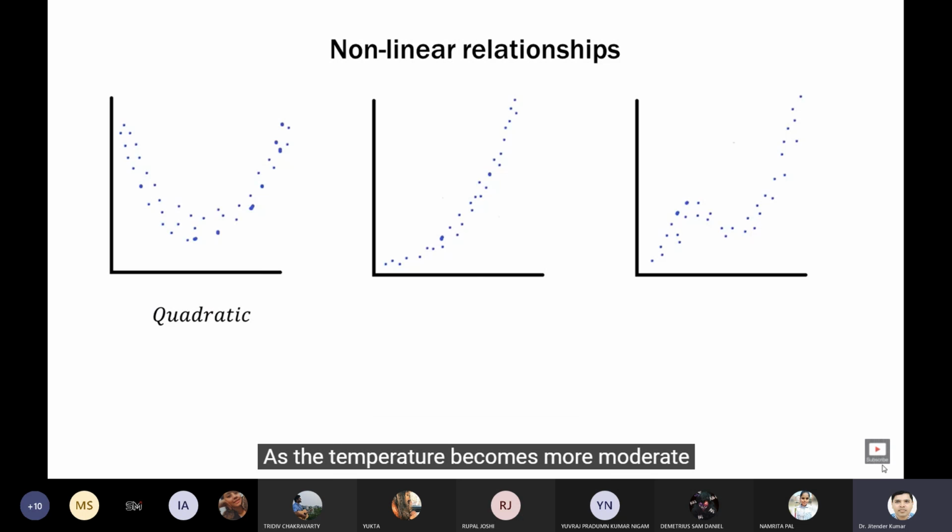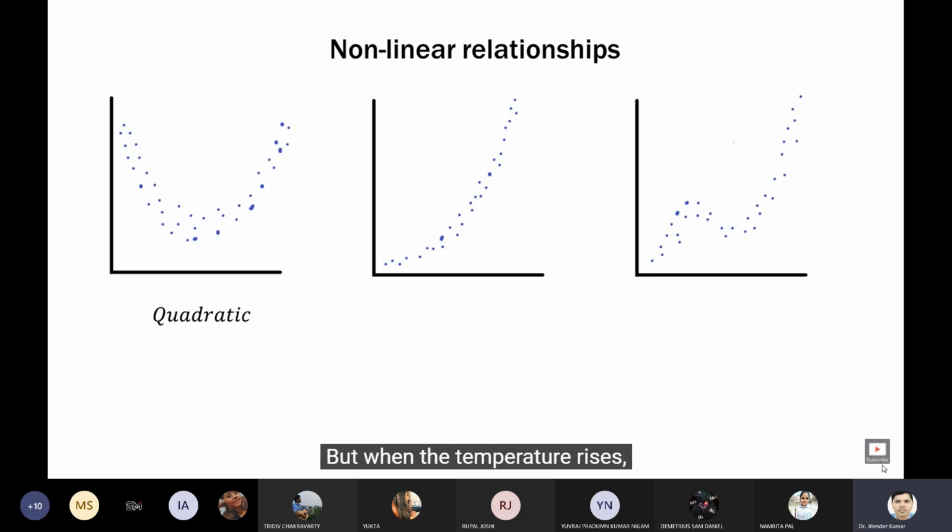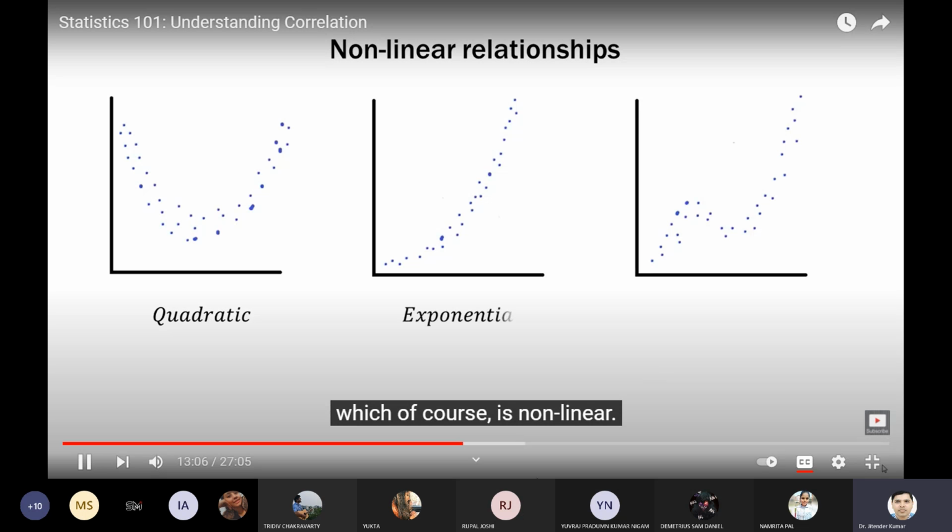As the temperature becomes more moderate there in the middle, we might actually turn the air conditioning or the heat off completely, open the windows, and therefore we're using very little energy. But when the temperature rises and becomes uncomfortable, we're likely to turn the air conditioning on, and then our energy usage goes up again. So in that case, it might follow this U shape, which of course is nonlinear.